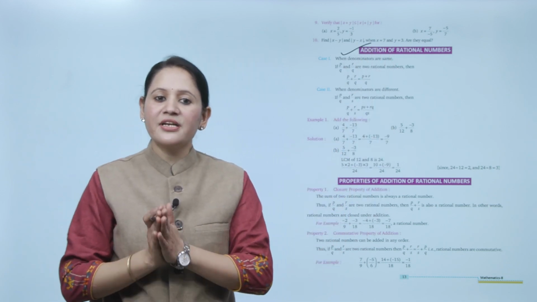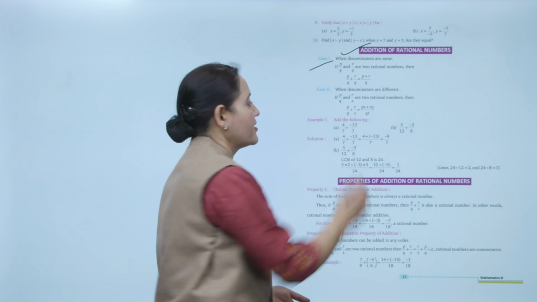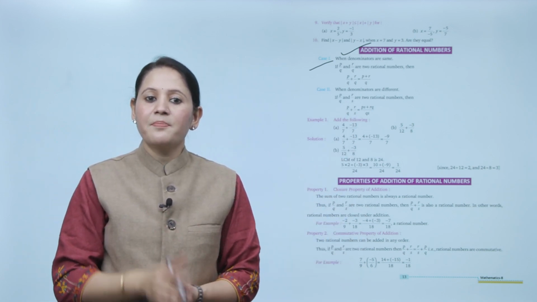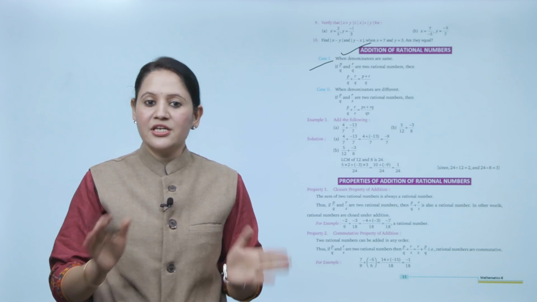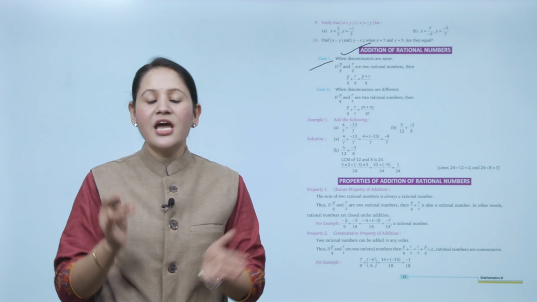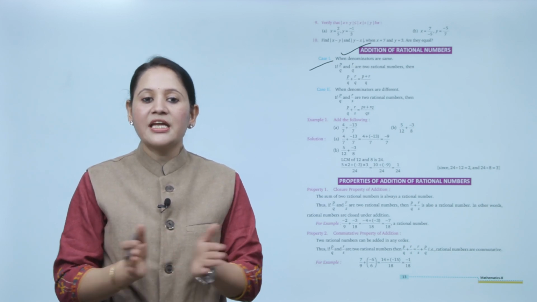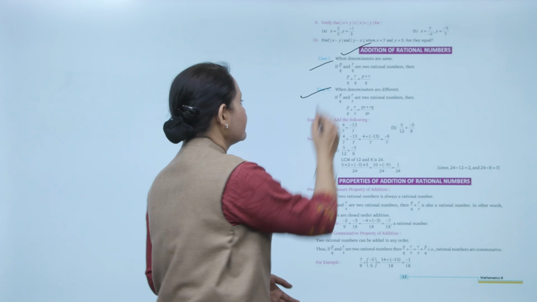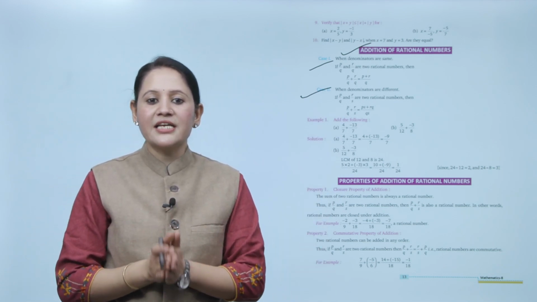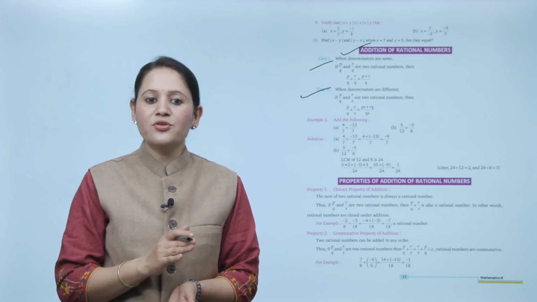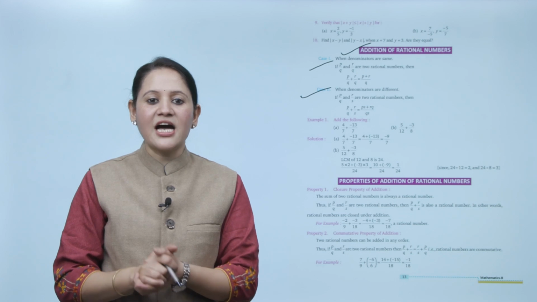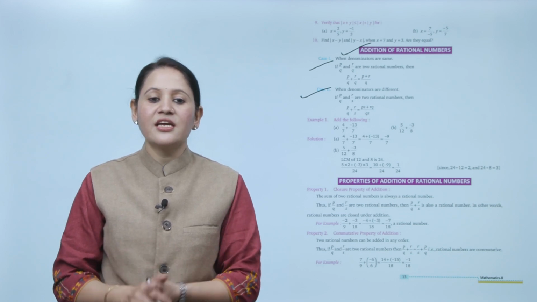Case 1. When denominators are same. If p upon q and r upon q are two rational numbers, then p upon q plus r upon q, denominator same hai, so we'll add the numerators, p plus r upon q, and write the common denominator below. Case 2. When denominators are different, if p upon q and r upon s are two rational numbers, then p upon q plus r upon s is equal to p into s plus r into q upon q into s. Now I'll take an example.